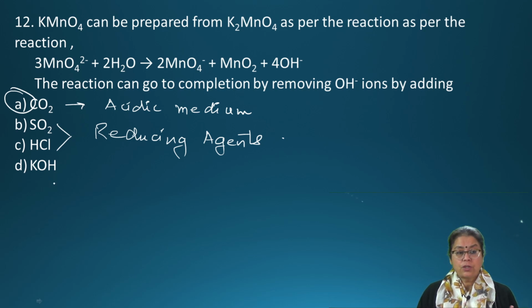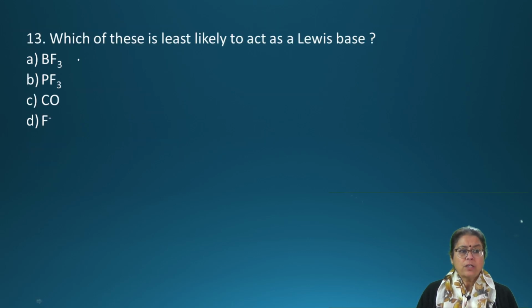KOH का क्वेश्चन डज नॉट अराइज क्योंकि इसके पास ऑलरेडी दिस अ बेसिक मीडियम। Question number 13. Which of these is least likely to act as Lewis base? BF3 Lewis acid है बच्चे, इलेक्ट्रॉन डेफिशिएंट, तो ये तो नहीं बिहेव करेगा एज Lewis base.